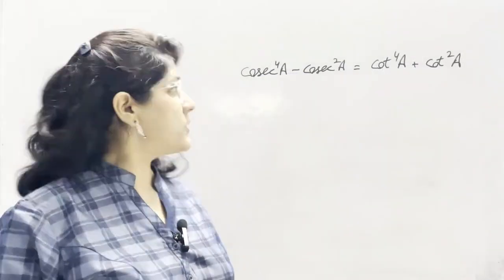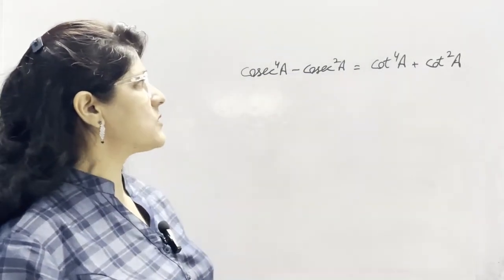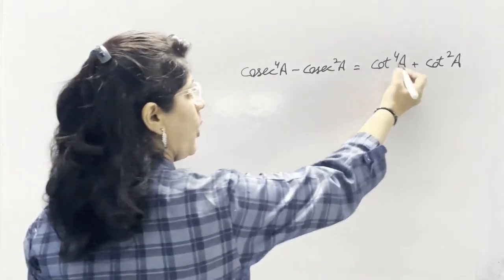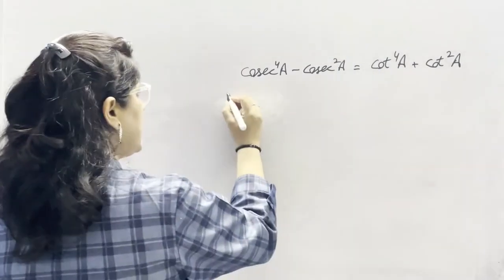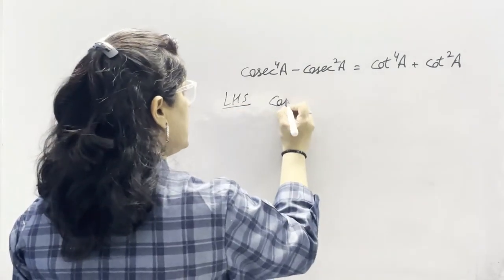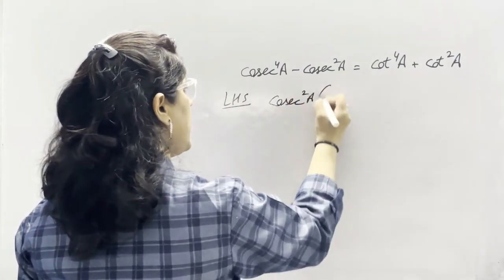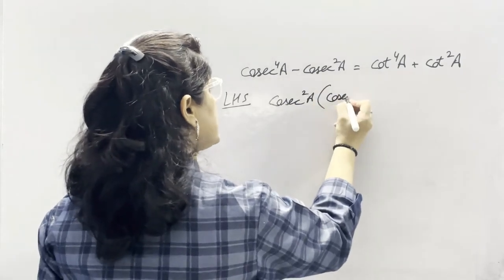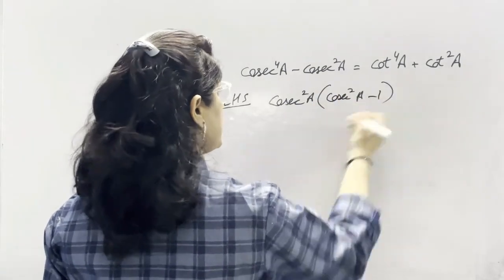Now coming to the third question, which is cosec 4A minus cosec square A is equal to cot 4A plus cot square A. In LHS we can see that cosec square A we can take common. So cosec square A is common, and inside the bracket cosec square A and minus 1.